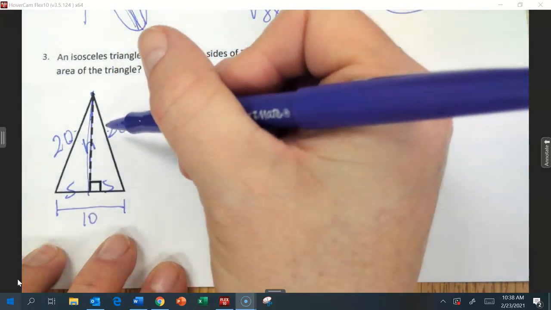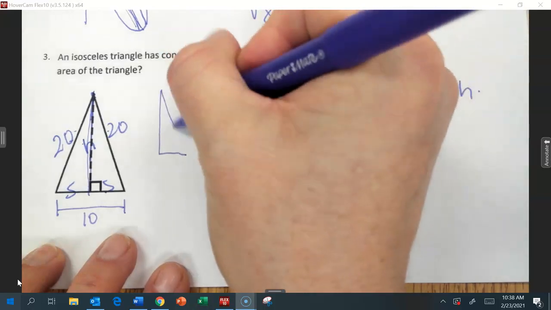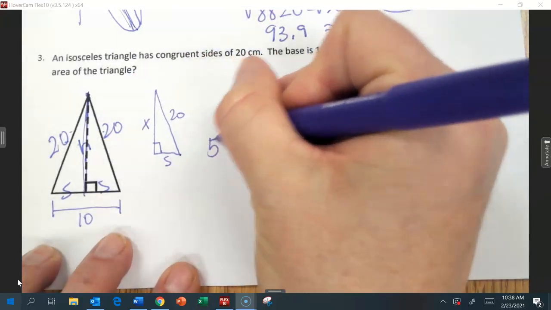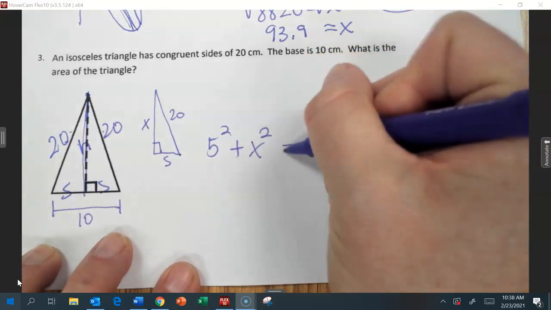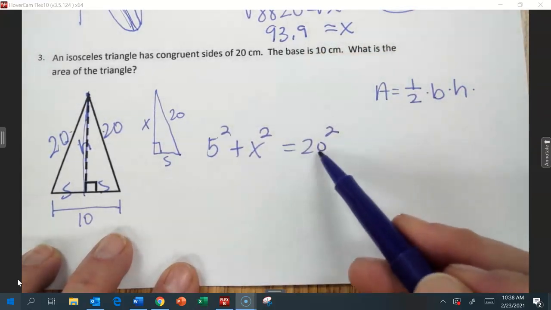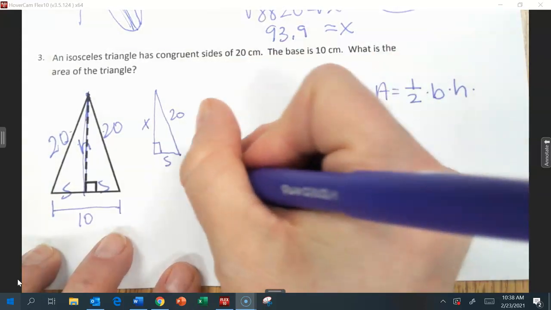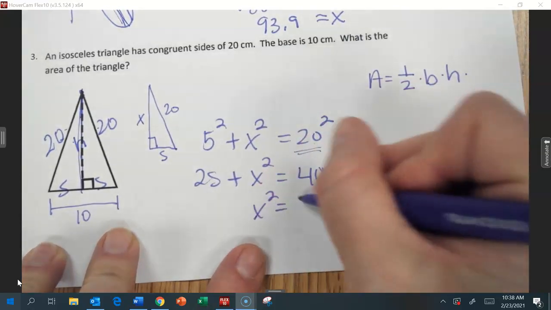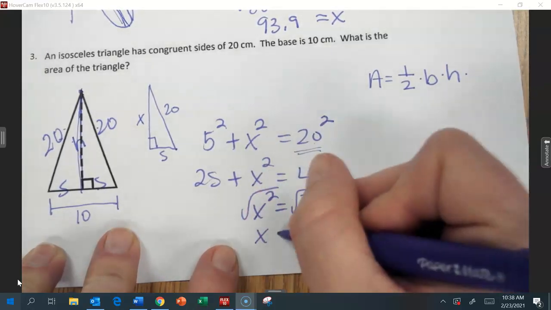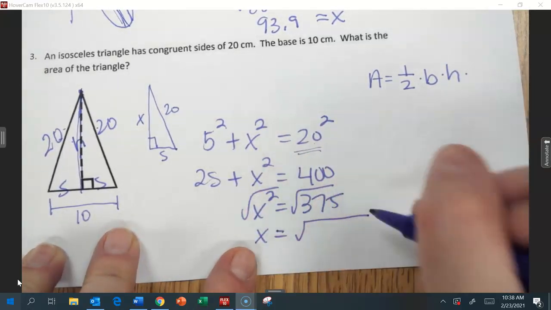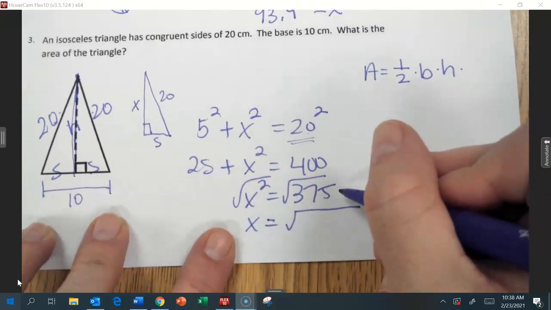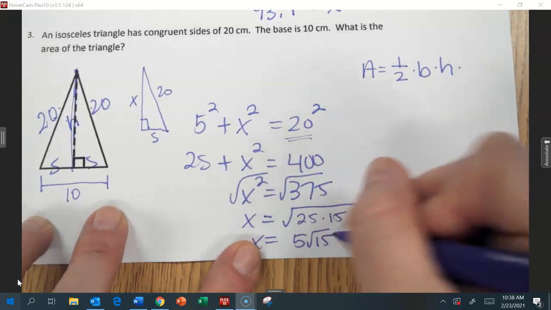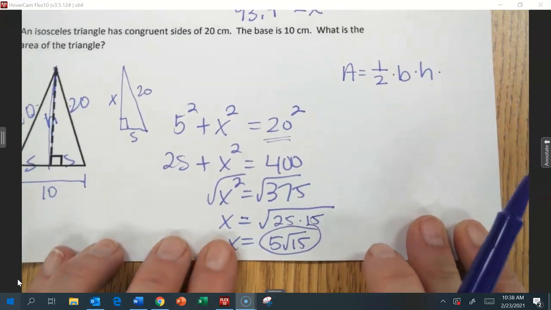So what we have right here is a right triangle. If I only draw the part of it that we need for right now, we have a missing leg. So we're going to use the Pythagorean theorem again, but this time we're not looking for the hypotenuse. We already know that it's 20. So as we try to get x by itself, we would have x equals 375. If I break that up into what perfect square, that would be 25 times 15. So that would be 5 radical 15. Now we want exact because they're asking us to find the area.